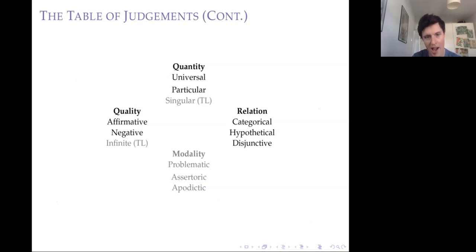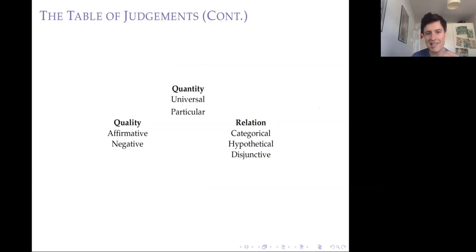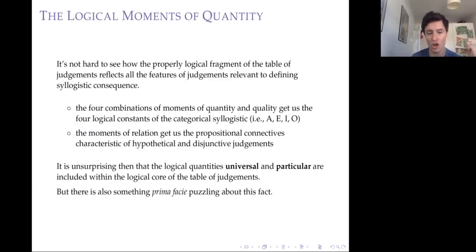Okay, anyway, the reason this is really important for us is that we can kind of strip all that other stuff away and we're left with the core logical part of the table. This is the core logical part, and that it derives from syllogistic logic should not surprise us, for the obvious reason that from just these distinctions, we can get everything we need for the syllogism. So if we combine the quality moments and the quantity moments here, the four possible combinations get us the four logical constants of the categorical syllogistic: all, some, some not, and no.